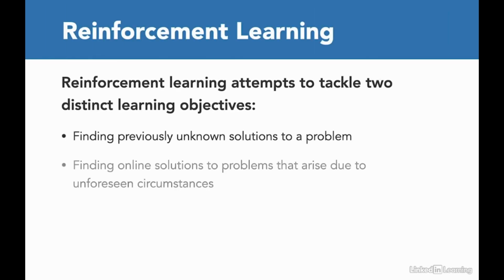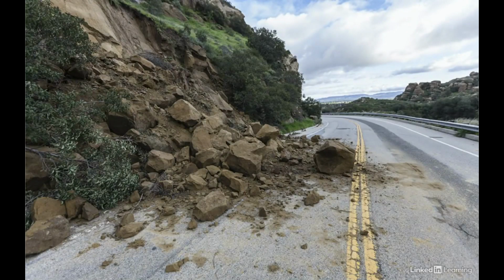The second objective of reinforcement learning is finding solutions to problems that arise due to unforeseen circumstances. An example of this learning objective is a machine that is able to find an alternative route through a terrain after a mudslide has altered the expected route.